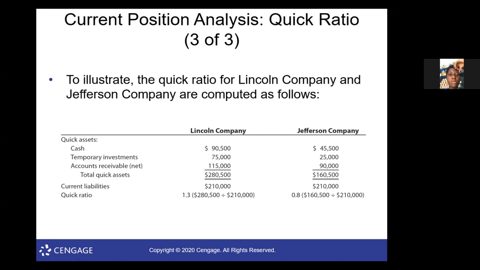In this case, we know that Lincoln Company is 1.3, meaning that they have $1.30 of current assets to pay every $1 of current liabilities. Jefferson Company, on the other hand, is at 80%, meaning that they only have 80 cents of current assets to pay off every $1 of current liabilities, which means that it's just not enough. They don't have enough, and they could find themselves in a cash crunch if some of those current liabilities all became due and they didn't have enough cash or liquid assets with which to pay.